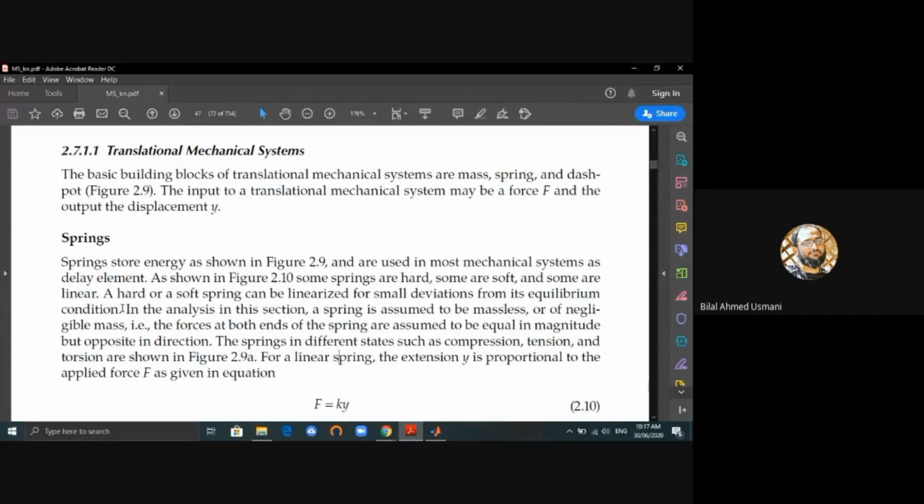In the analysis in this section, a spring is assumed to be massless or of negligible mass. We always assume that there is no mass in the spring. Forces at both ends of the spring are assumed to be equal in magnitude but opposite in direction. The springs in different states, such as compression, tension, and torsion, are shown in figure 2.9a. We have been to this figure. For a linear spring, the tension is directly proportional to the applied force. So F is equal to Ky.